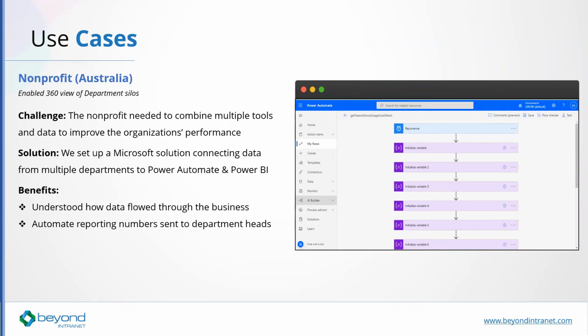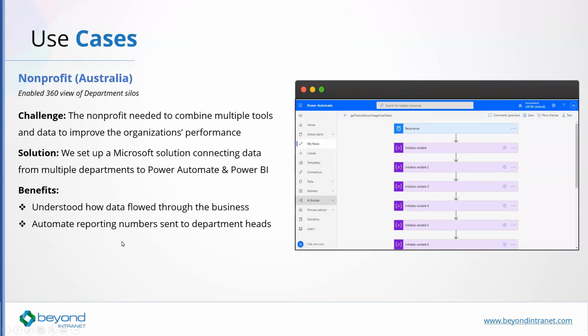So to help with this, we combined multiple tools and data that each department had to help improve the organization's performance. And what we did was we set up a Microsoft solution that connected the data from these multiple departments to Power Automate and Power BI.